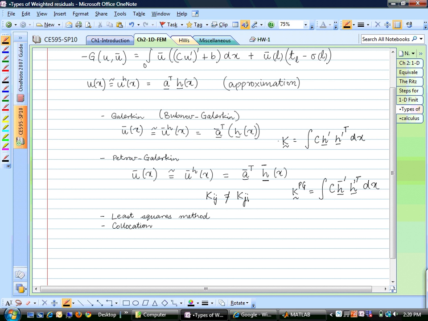Actually, let me stop here, and we can continue talking about this next time, and we'll go over how to actually see a better implementation of the one-dimensional finite elements.